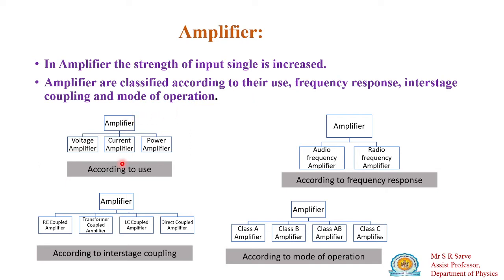If you classify it according to its use, the amplifier is classified into voltage amplifier, current amplifier and power amplifier. If you have to amplify the voltage, then it is a voltage amplifier. If you have to amplify the current, then it is a current amplifier. If you have to amplify the power, then it is a power amplifier.